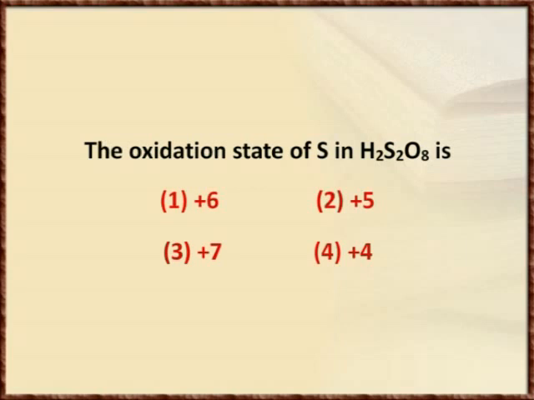Oxidation state is nothing but the residual charge which is happening in an element. So it can be either plus or minus. It depends upon whether the element is going to lose electrons or gain electrons. Accordingly, the oxidation state of an element will change. For example, in the question they're asking you to find the oxidation state of sulfur.